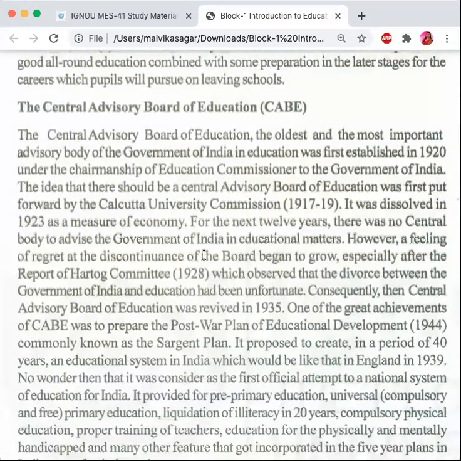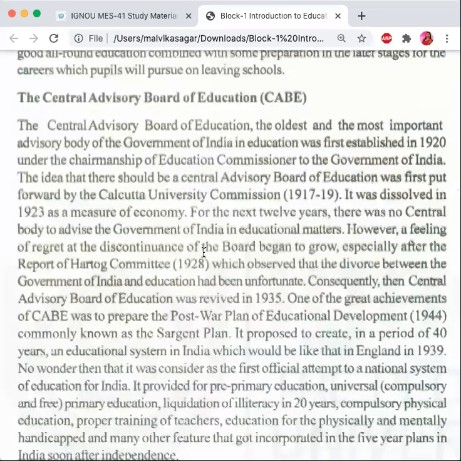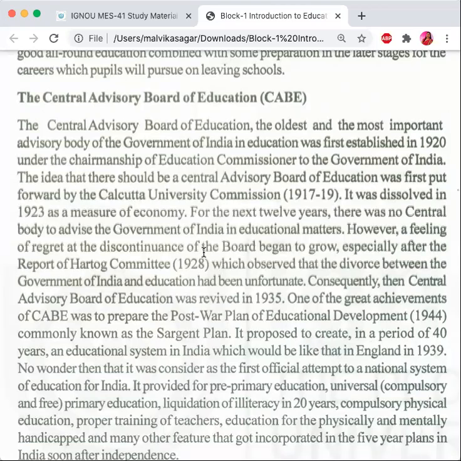Central Advisory Board of Education, CABE. The Central Advisory Board of Education, the oldest and the most important advisory board of the Government of India in education, was first established in 1920. So in the paper, they might ask you what was the year when CABE was established. It is 1920, under the chairmanship of the Educational Commissioner to the Government of India. The idea that there should be a central advisory board of education was first put forward by the Calcutta University Commission in 1917-1919. It was dissolved in 1923 as a measure of economy.